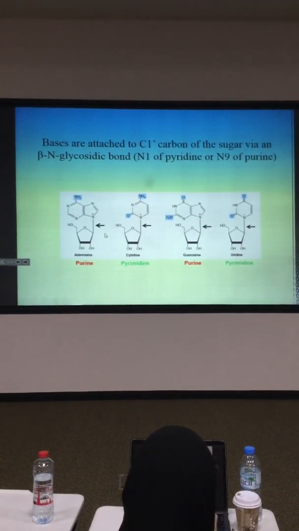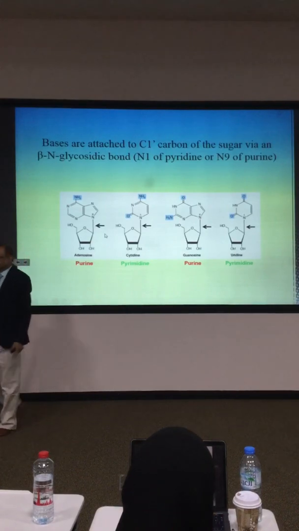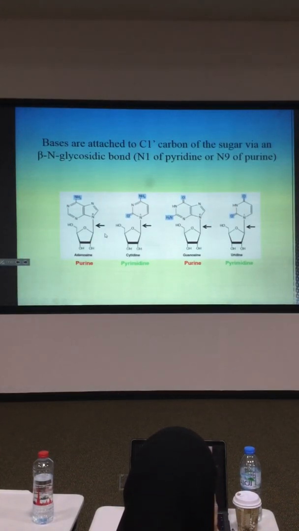The bonding between the sugar and the base is N9 with the C1 prime. In the case of a pyrimidine, it will be C1 prime with N1. So we can write the structures of cytidine, guanosine, and uridine. All these pyrimidines form a bond with C1 prime and N1. Those are the glycosidic bonds.